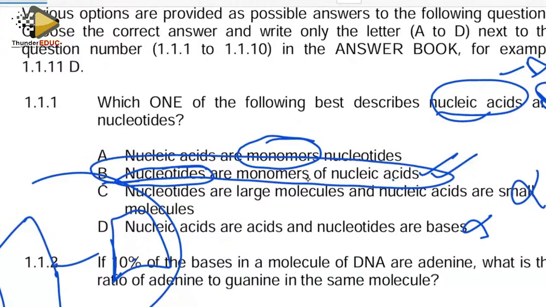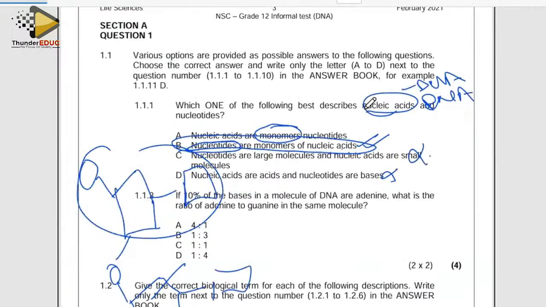Nucleotides are monomers of nucleic acids, meaning that nucleotides make up the DNA and RNA. Do you understand? Did you get it right?